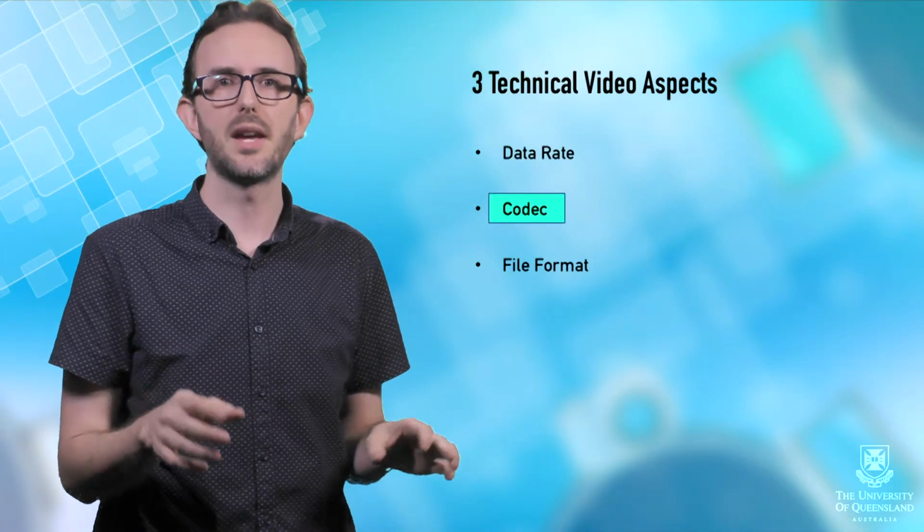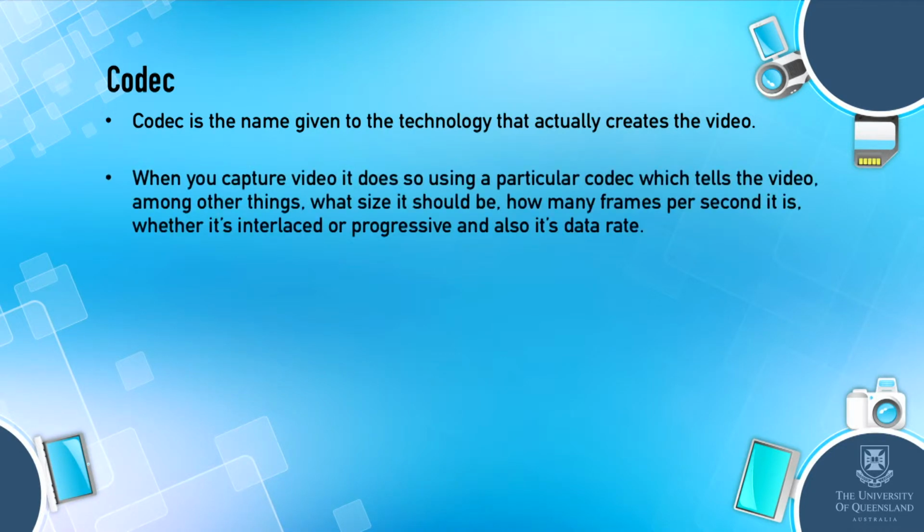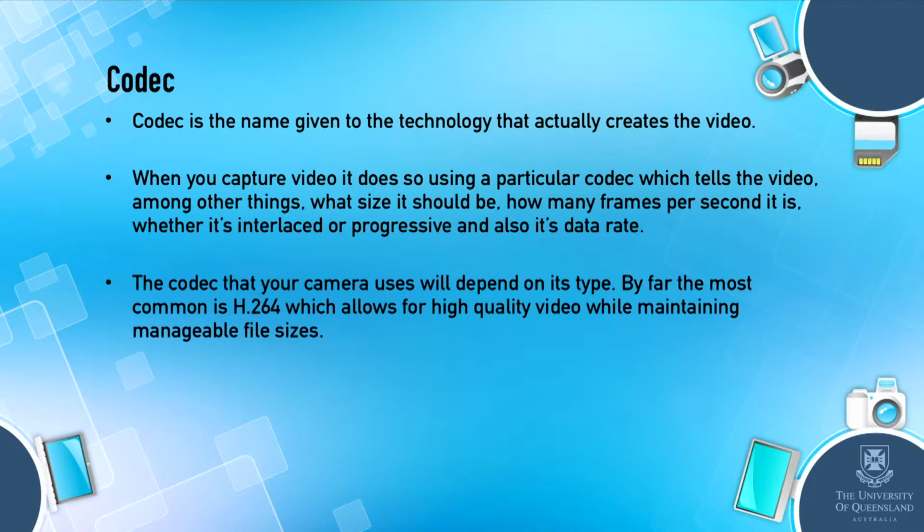Next, let's look at codecs. Codec is the name given to the technology that actually creates the video. So when you capture video, it does so using a particular codec which tells the video, among other things, what size it should be, how many frames per second it is, whether it's interlaced or progressive, and also its data rate. The codec that your camera uses will depend on its type. By far the most common is H.264, which allows for high quality video while maintaining manageable file sizes.